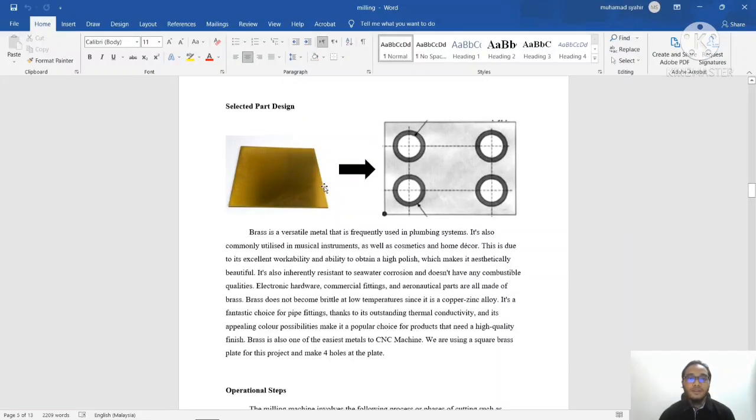So for this project, I'm going to use brass. Brass is a versatile metal that is frequently used in plumbing systems.